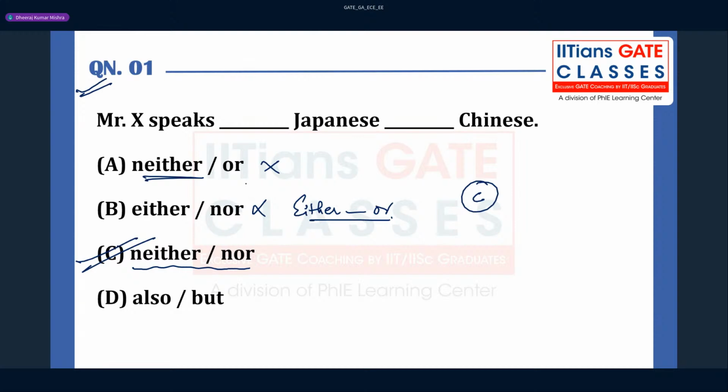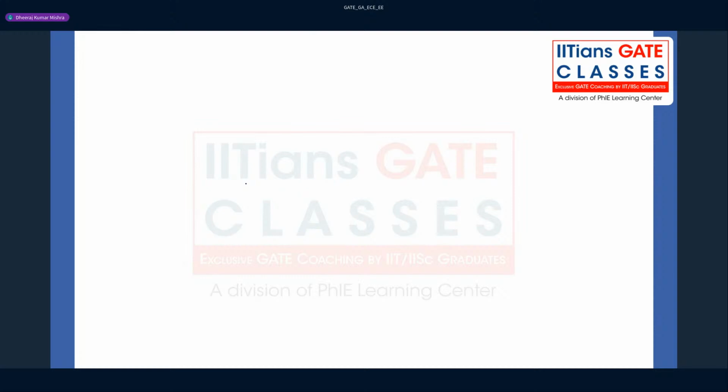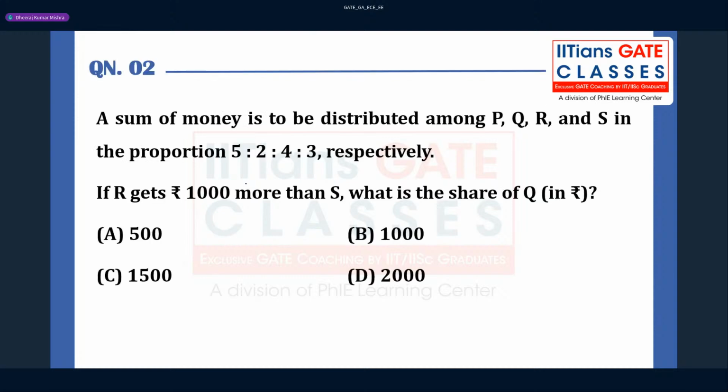This question was asked in the 2022 EC paper. Let us see this question, guys. The question is from ratio. A sum of money is to be distributed among P, Q, R, S in the ratio 5:4:3 respectively. Now they have given some hint, and this hint is very important. With the help of this hint, you can find the share of Q. This question again takes only 3 to 4 seconds.